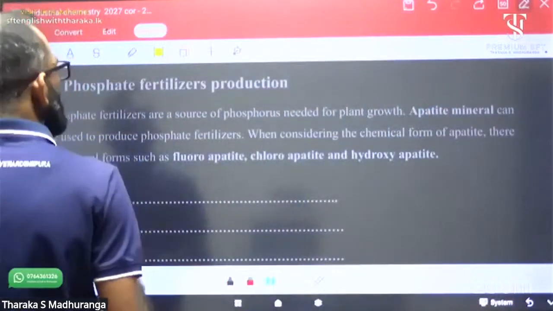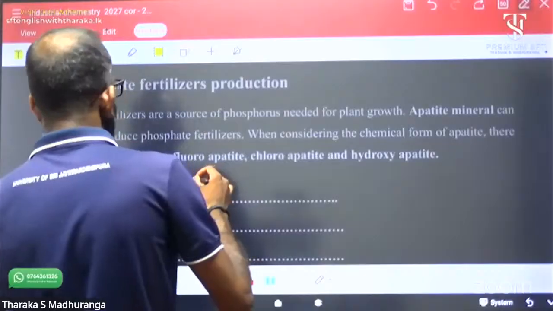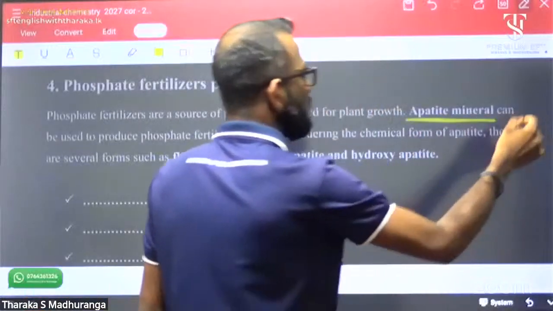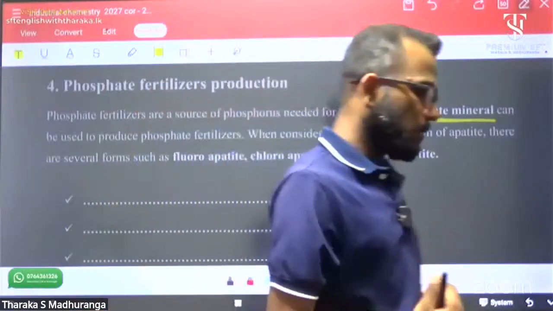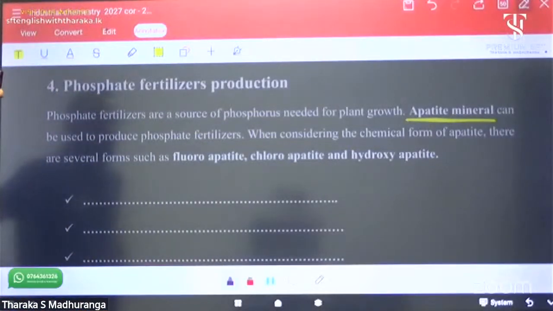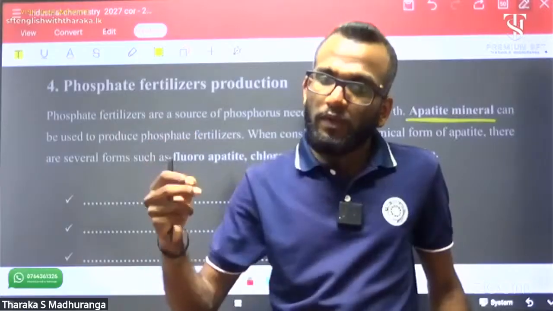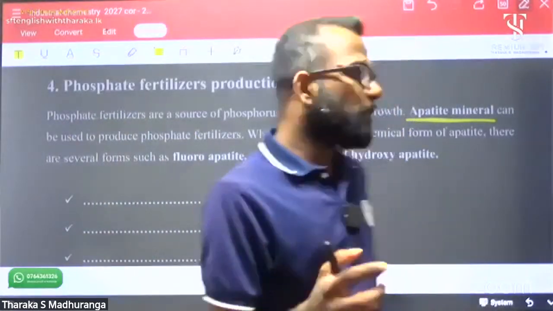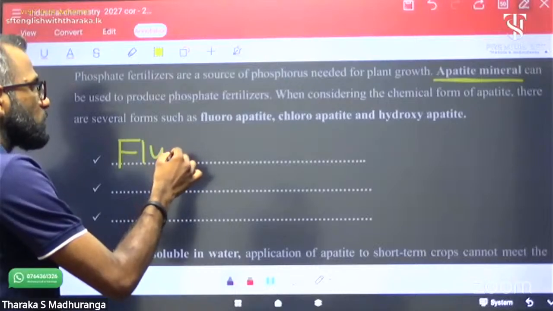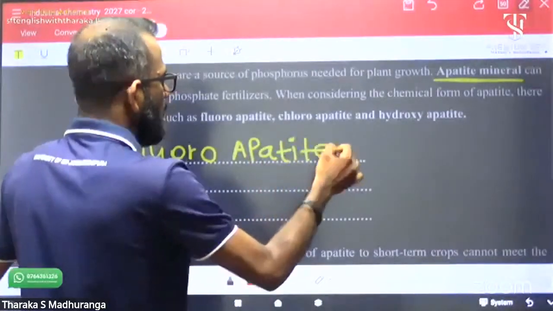Remember, phosphate fertilizers are a source of phosphorus needed for plant growth. Apatite mineral can be used to produce phosphate fertilizer. This apatite mineral is the main raw material to produce phosphate fertilizer, that means triple super phosphate and other types of phosphate fertilizer. If you take Eppawala apatite soil, it contains all three types of apatite. The first one we call fluoroapatite.